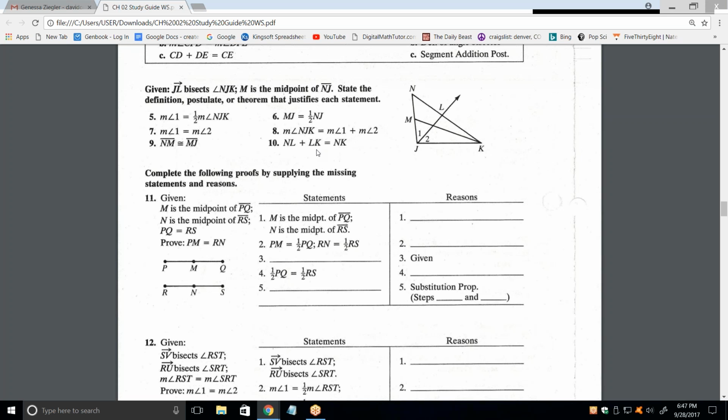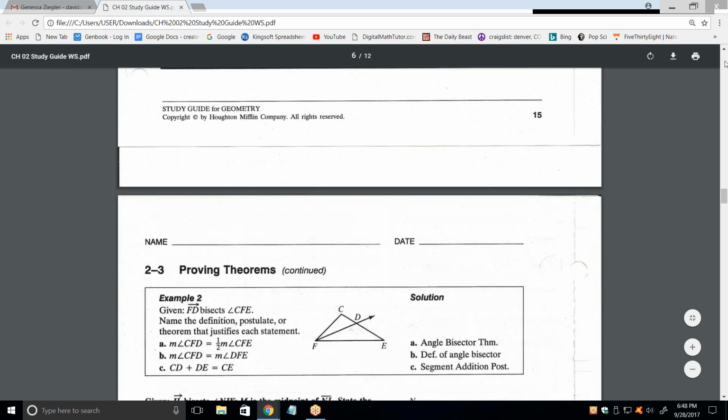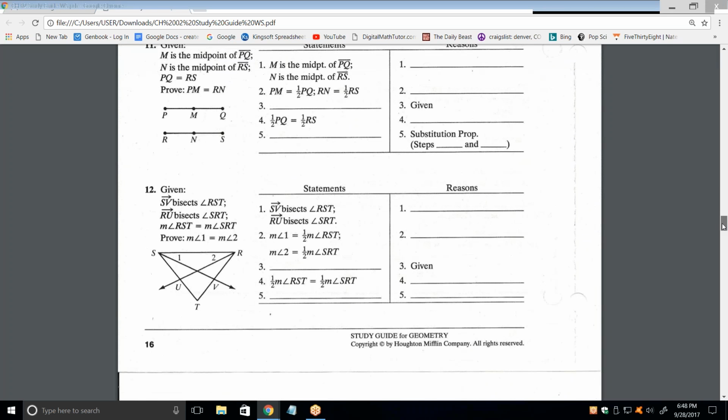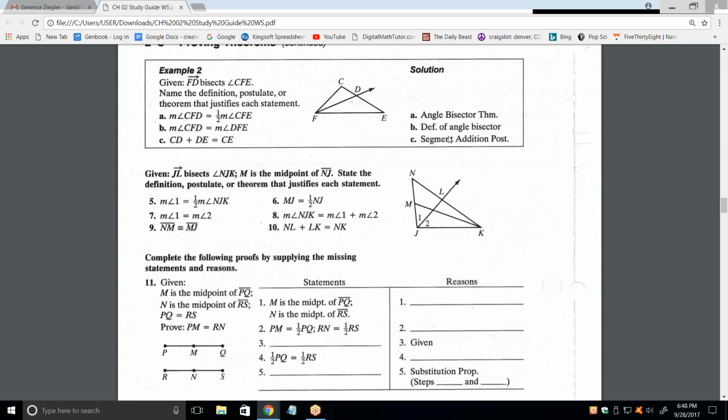NL plus LK equals NK. Angle addition? Not an angle. Or, well, segment. Oops. Sure, as soon as I go point at it, it disappears on me. It's the segment addition property. Postulate? Well, let's see. I was just staring at it. Oh man, yes, the segment addition postulate. Okay, so that's 5 through 10.